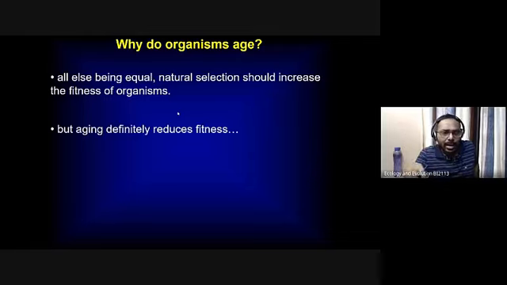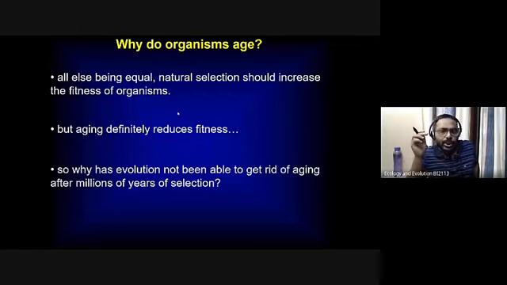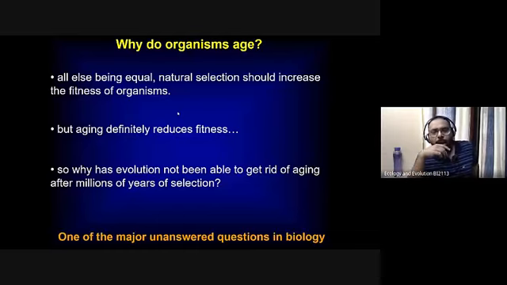Although aging reduces fitness, why is it that evolution has not been able to get rid of aging? Both these traits, fertility and survivorship, are the core of the core fitness-related traits. So obviously for any organism, the selection pressure on these traits is expected to be very high. So why is it that evolution has not been able to get rid of aging even after millions and millions of years of selection across so many organisms? This happens to be one of the major unanswered questions in biology.